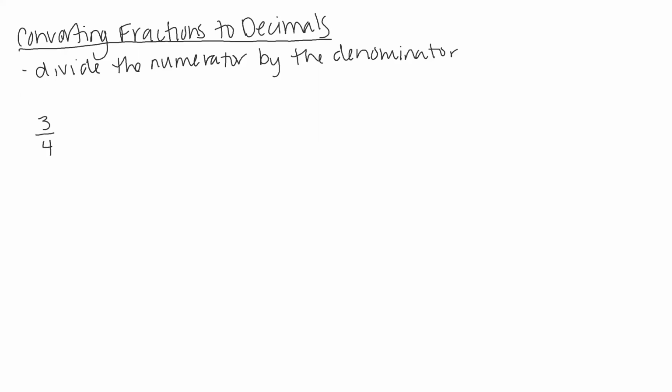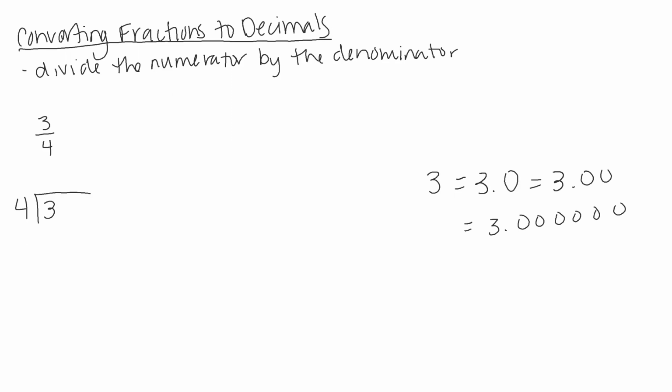So looking at 3/4, I would take 3 and divide it by 4. Now, hopefully we all can agree that 4 will not go into 3. But we also know that the number 3 is equal to 3.0, which is equal to 3.00, which is equal to 3.000000. You can add zeros to the end of a decimal. It does not change the value of the decimal. So what we'll do in this case is add a decimal after the 3 and a 0. And then we can pretend this is a 30 instead of a 3, as long as we bring the decimal up into our answer. So that's our little shortcut.